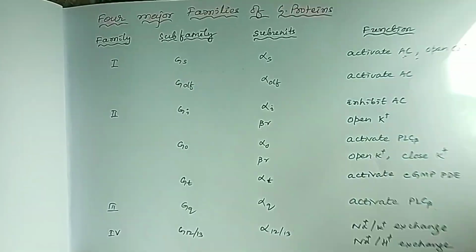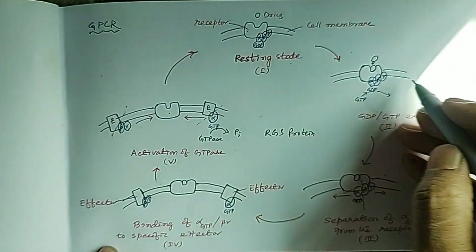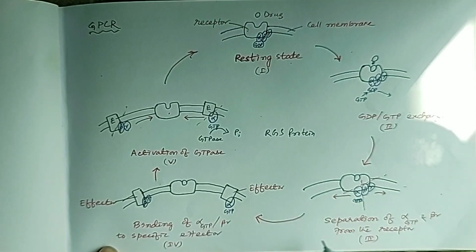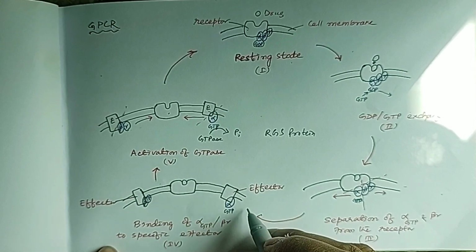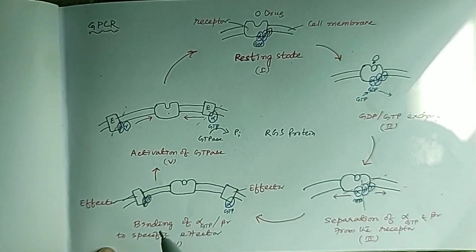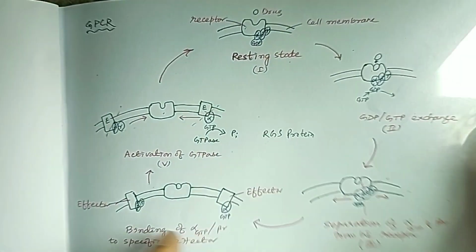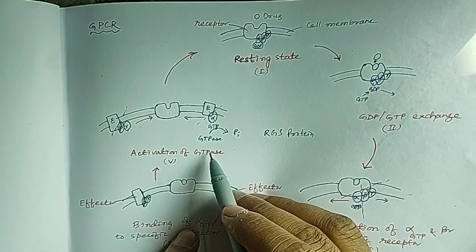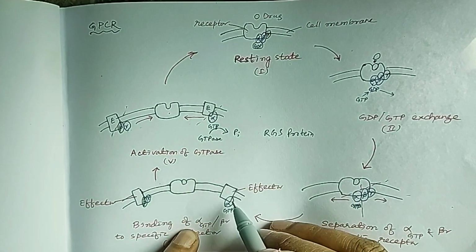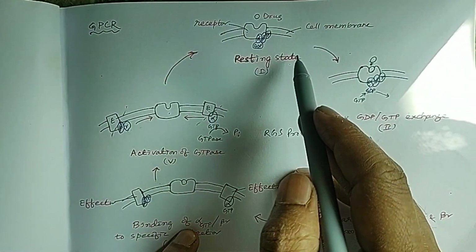So what happens when the agonist binds to the G protein coupled receptor? There will be GDP-GTP exchange, and alpha GTP or beta gamma will bind to their specific effectors to produce the second messengers, and those second messengers like cyclic AMP, IP3 and DAG show their cellular effects. Then there will be activation of GTPase, hydrolysis of the GTP bound to alpha. Alpha will then return back to its resting state.